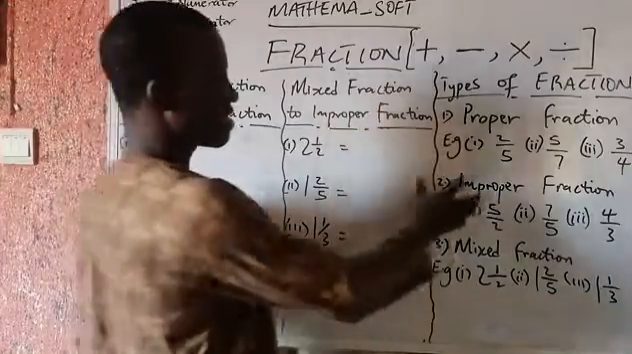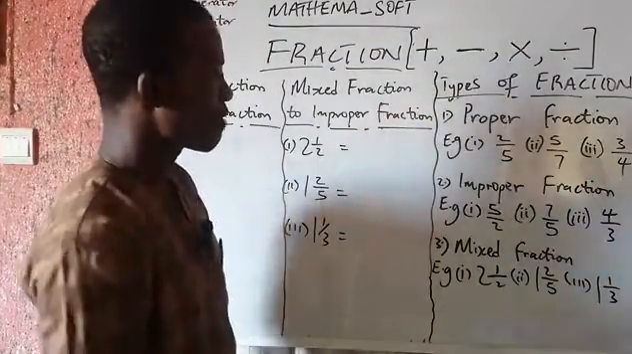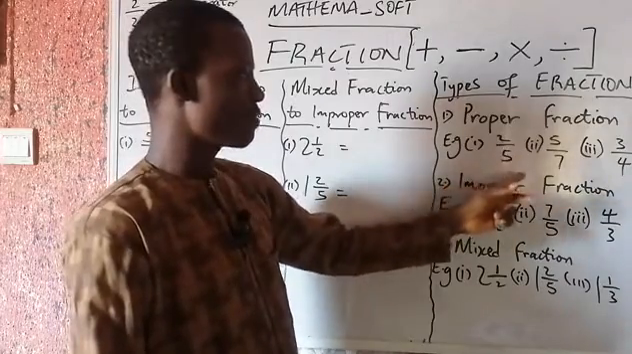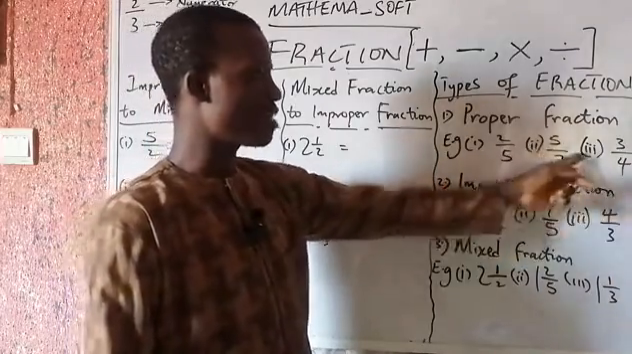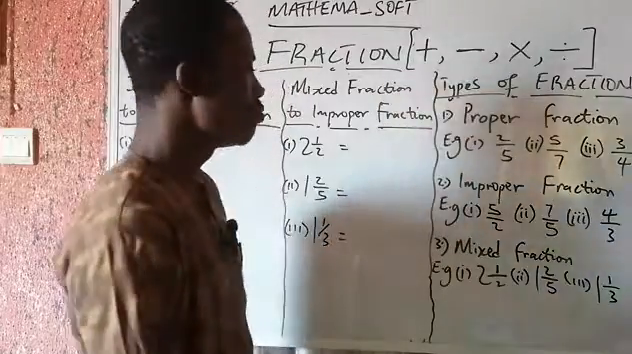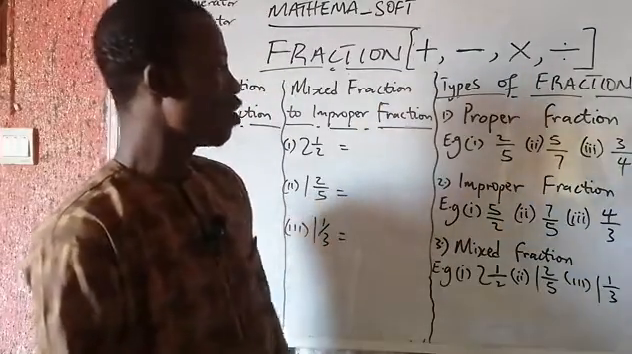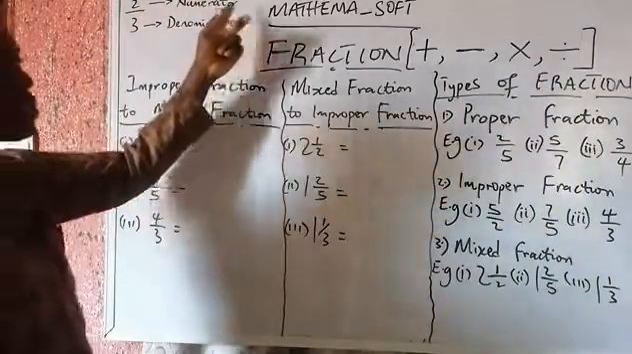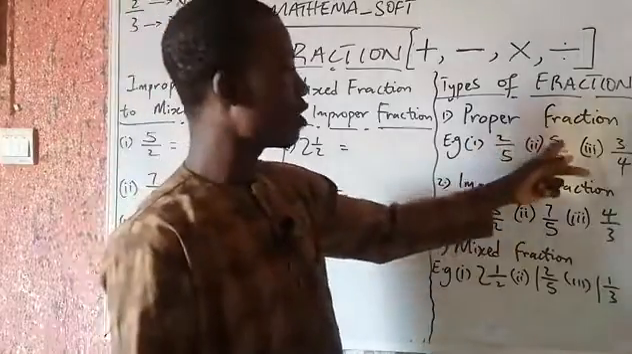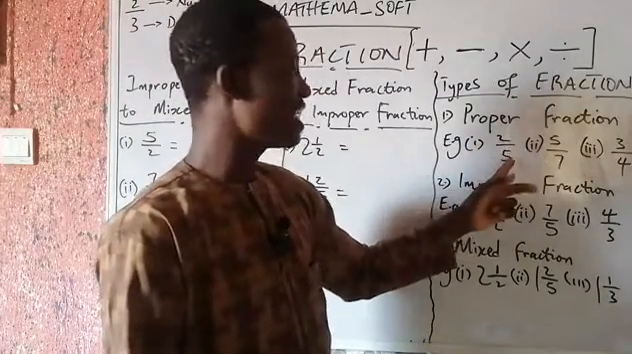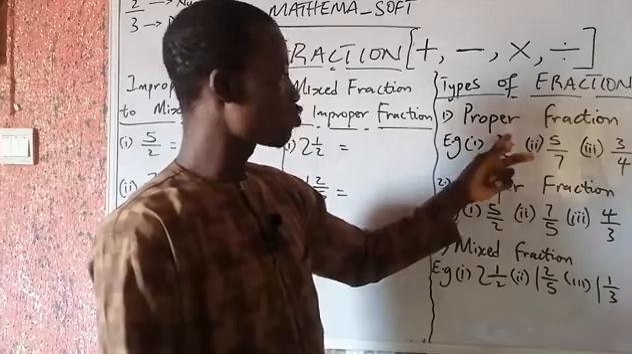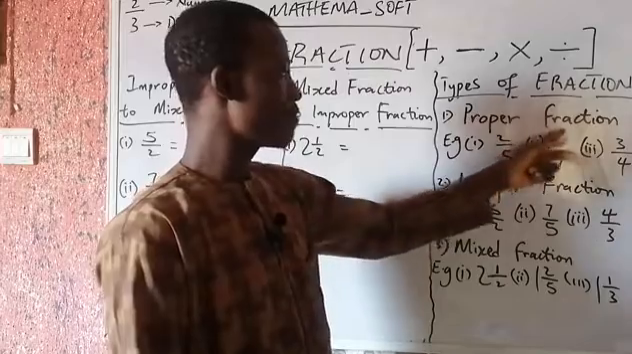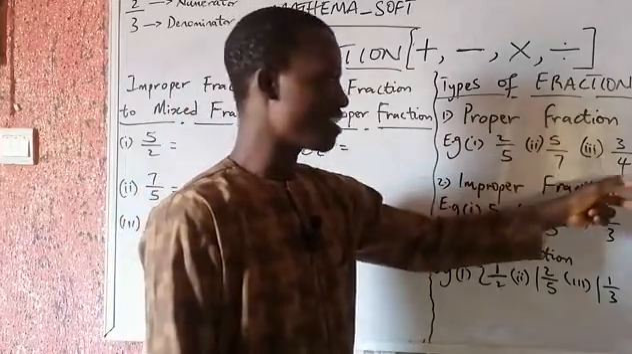Now, if you look at the examples that I put here under the proper fraction, the first one, 2/5, the second one, 5/7, and the third one, 3/4. What you may notice is that all the numerators, when I say numerator, I mean the number on top, are lesser than their denominator. For example, 2 is the numerator here, 5 is the denominator, and 2 is less than 5, 5 is less than 7, 3 is less than 4.